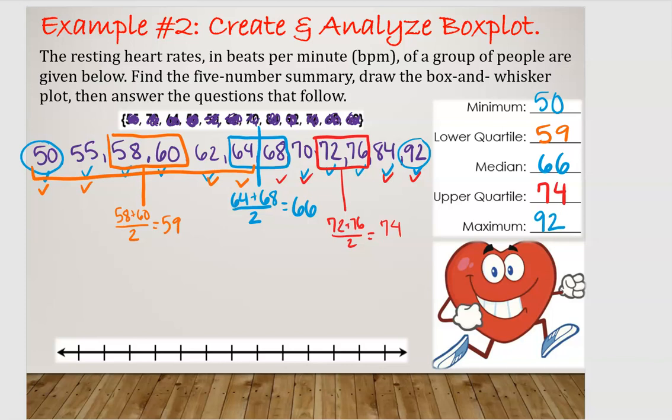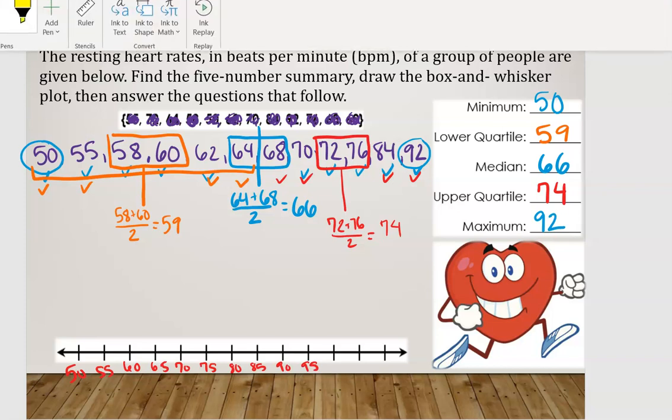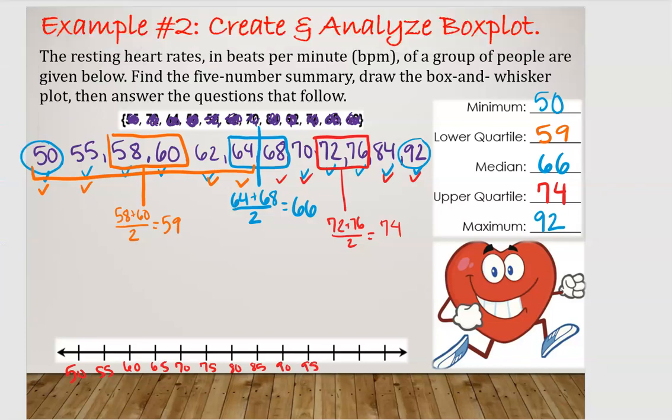Now we're going to use this 5-point summary in order to make our box and whisker plot. So we're going to make our number line, and it needs to go all the way from 50 to 92. So I'm going to make my number line go by 5. So I'm going to go 50, 55, 60, seemed like a reasonable way to space it out. And now we need to plot our 5-number summary.